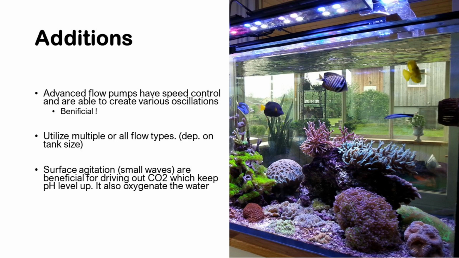Thirdly, surface agitation or small waves or ripples on the surface. That is very beneficial to drive out CO2 from the tank, and driving out CO2 will help you keep the pH level of the tank up. And it will also oxygenate the water, having the surface agitation. So make sure to invest a little bit of flow on the surface of your aquarium.